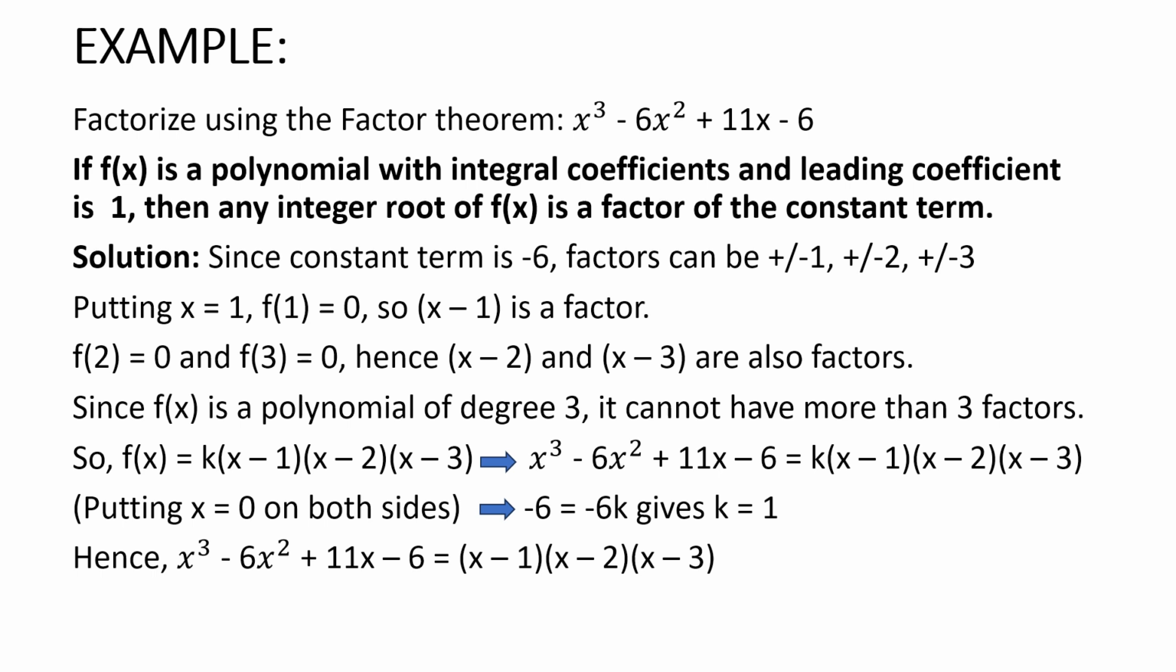The technique is you put 0 on both the sides. So what will you get? You will get the value of k. Putting 0 on both the sides, you get minus 6 is equal to minus 6k, which gives the value of k is equal to 1. So now we know that k is equal to 1. So x cube minus 6x square plus 11x minus 6 is equal to x minus 1 into x minus 2 into x minus 3.